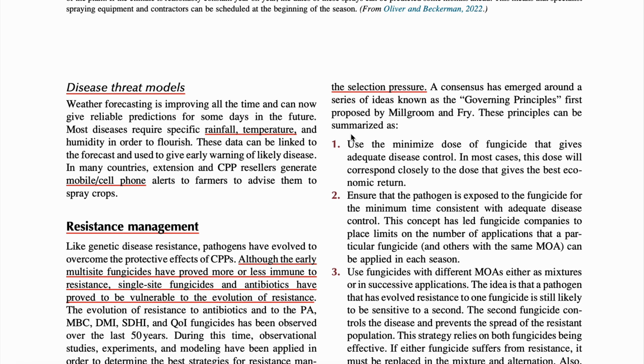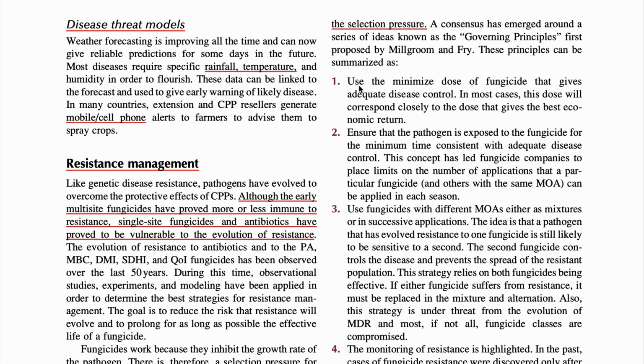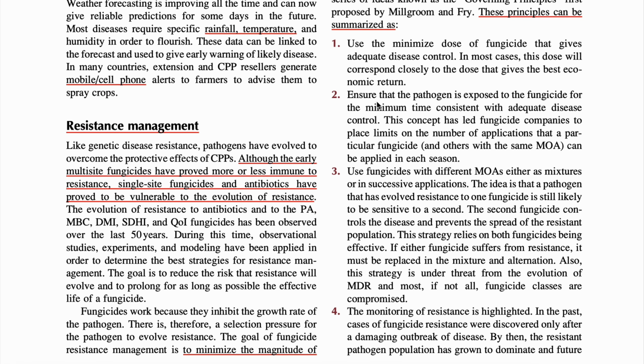These principles can be summarized as follows. Principle 1: the use of the minimum dose of fungicide that gives adequate disease control. In most cases, this dose will correspond closely to the dose that gives the best economic return. The second: ensure that the pathogen is exposed to the fungicide for the minimum time consistent with adequate disease control.